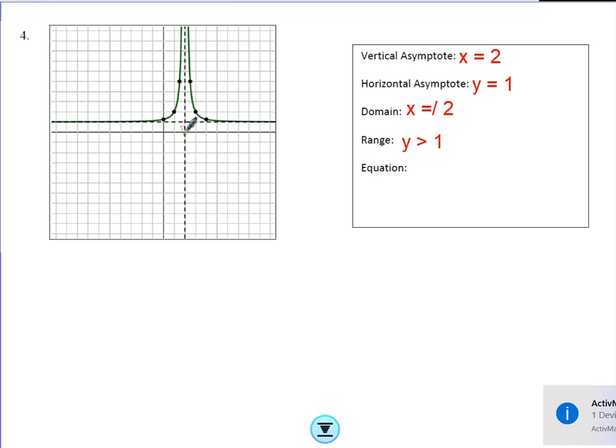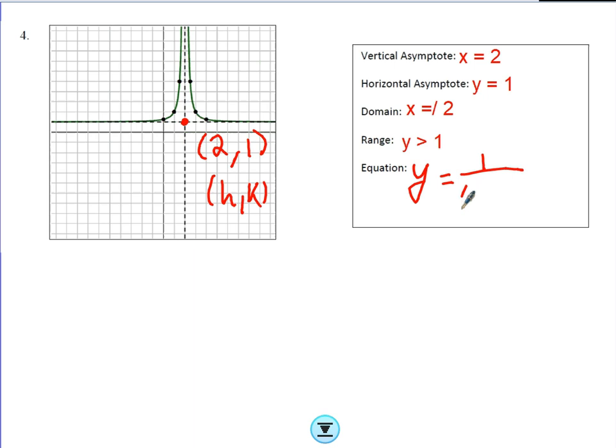And so for the equation here, we are looking for this point where the asymptotes intersect. It's again the same as our last example. It's 2, 1. So that's our HK. But now this is originally 1 over x squared, so 1 over x minus 2 squared plus 1. And just like our last example, this is the simplest that you can make that.